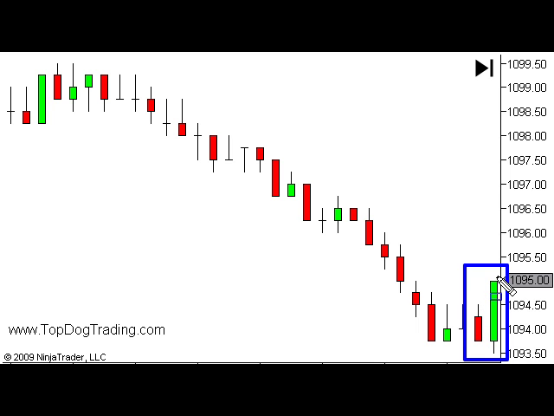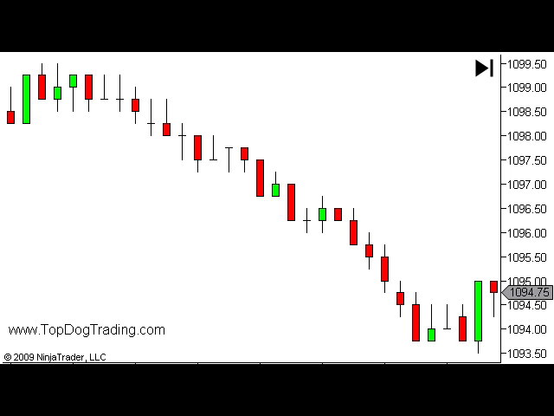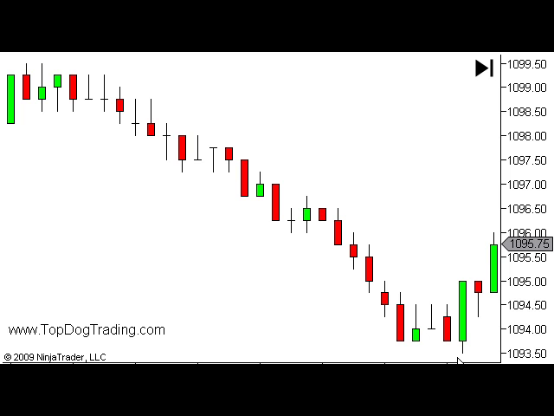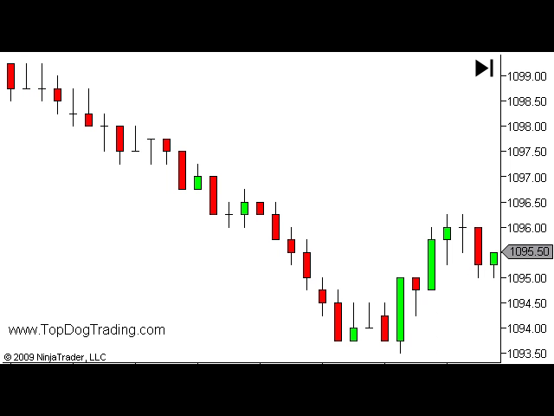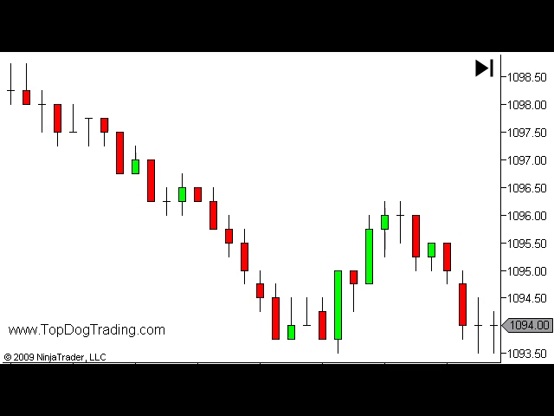So we get a wide range bar, opens toward the low, and closes way up at the high. This indicates a reversal of this trend, and a lot of people would take this as a very clear reversal pattern and look to go long. Okay, so let's see what happens. We get an inside bar. We do get another nice little move up here, and then she starts coming down again.